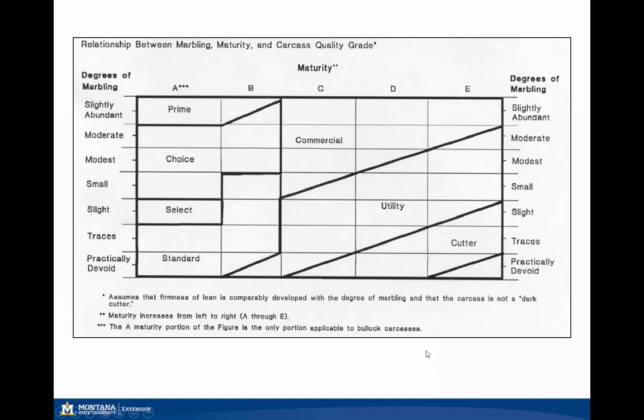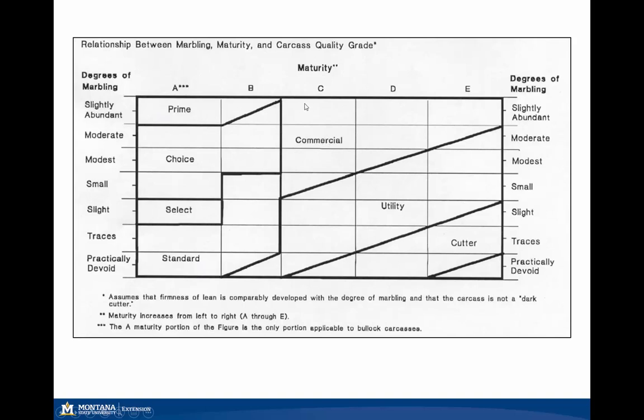Now, based on maturity and the degrees of marbling, we have degrees of marbling along the left, maturity along the top. A maturity can be prime, choice, select, and standard. Even B maturity, we can have these quality grades. So those younger animals can be graded with a quality grade that we would typically see in the meat case, such as choice beef, prime beef, things like that. Some of those brands utilize these quality grades for their strict standards.